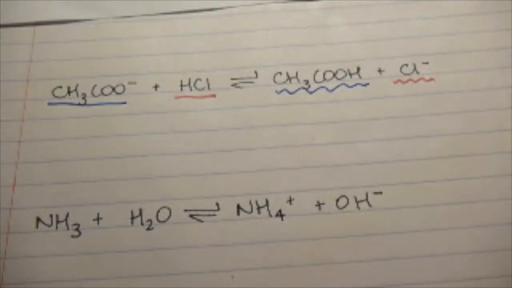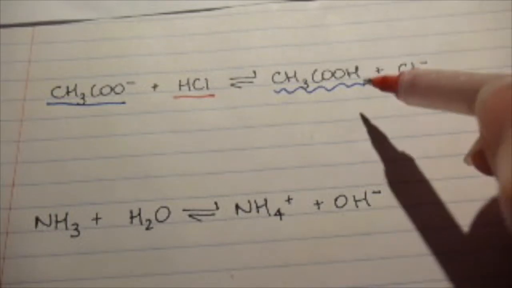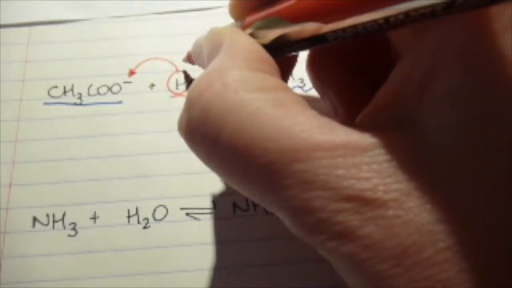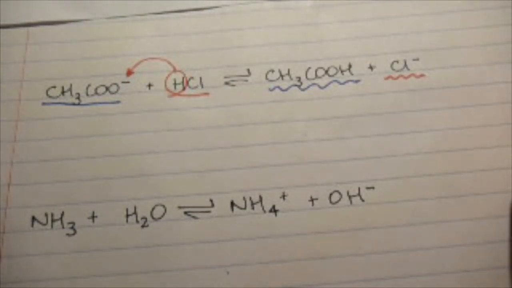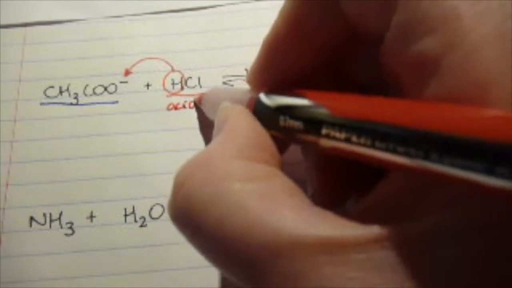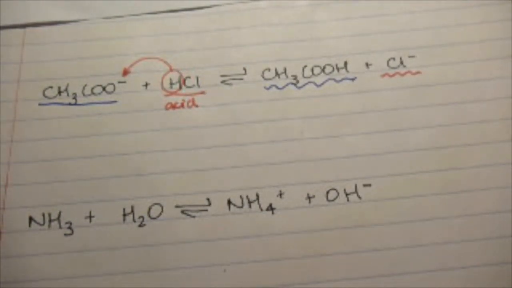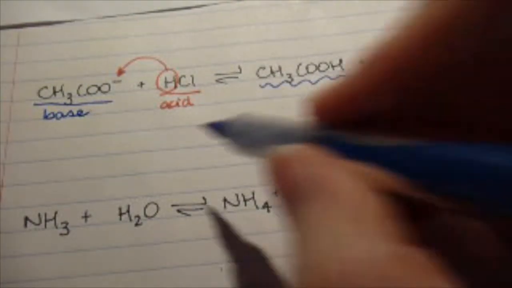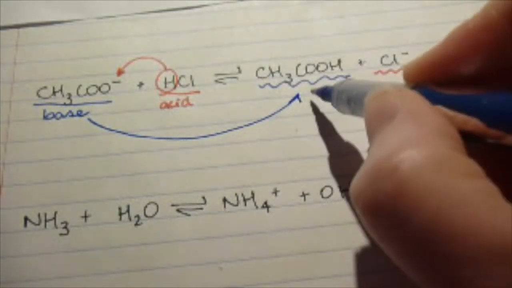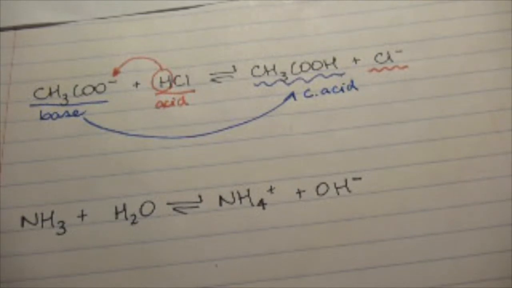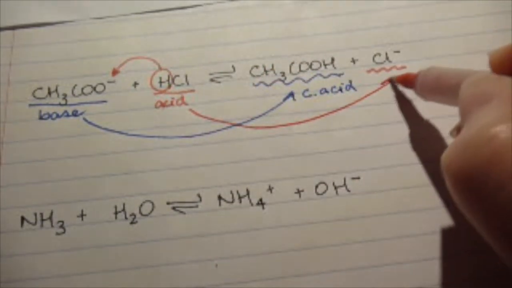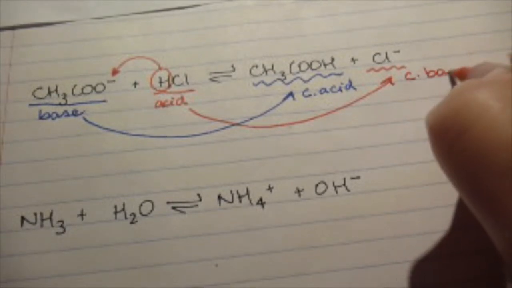Okay, so what's happening to the proton in the reactants? We can see that the proton is moving from this one to this one. So the proton is being donated from the hydrochloric acid and accepted by the ethanoate ion. That means this one is the Bronsted-Lowry acid and this one is the Bronsted-Lowry base. So if that's the base, then the ethanoic acid would be the conjugate acid. And for the hydrochloric acid, the chloride ion would be the conjugate base.